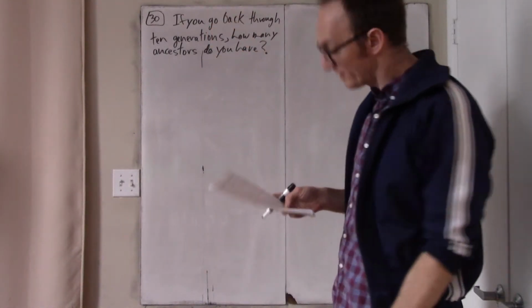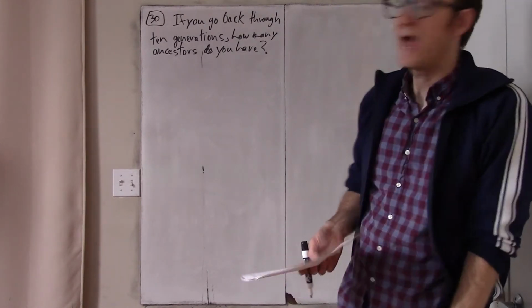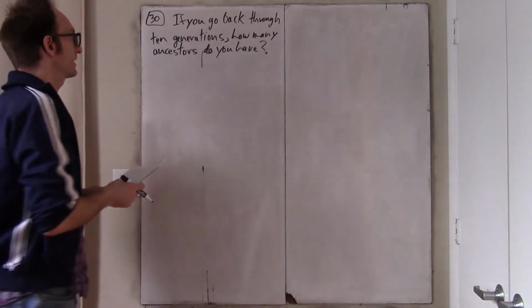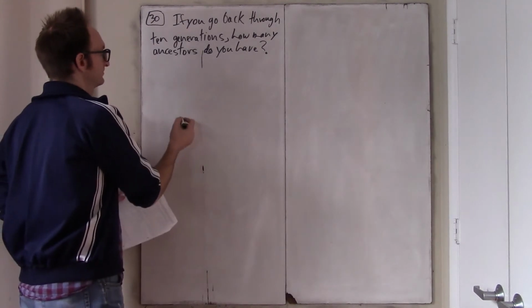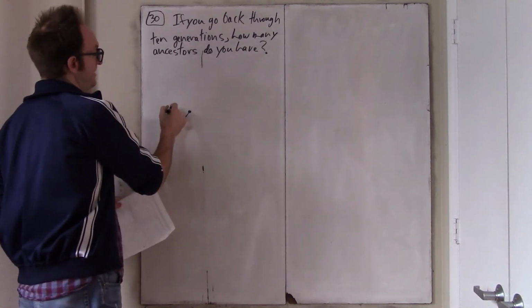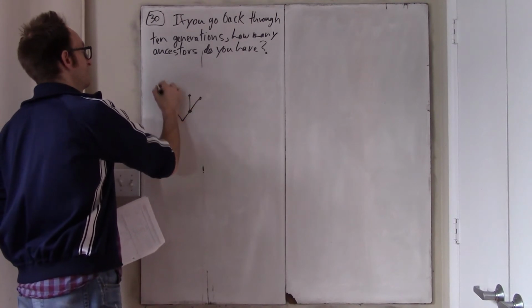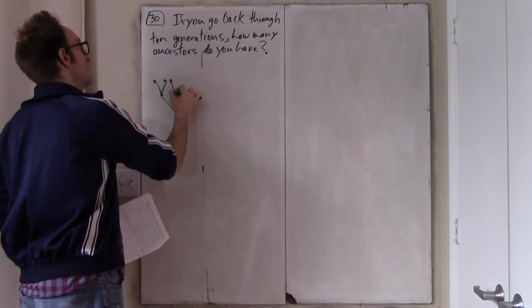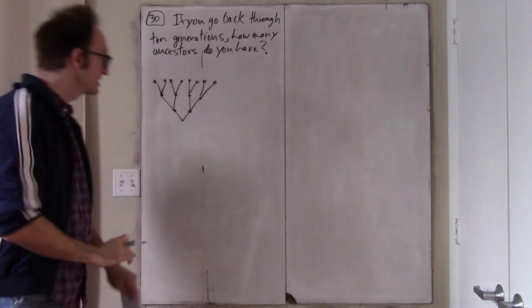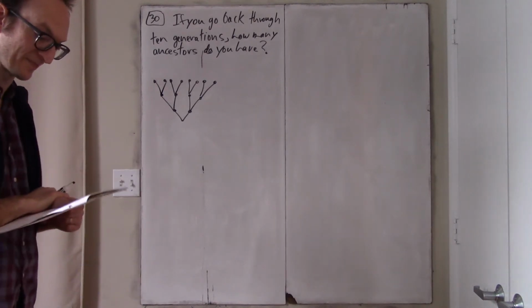Okay, let's go. Here's number 30. Here's what it says: if you go back through 10 generations, how many ancestors do you have? You've all seen this sort of thing before, where you make a family tree. Here's you, and let's say you have 2 parents, and then your 2 parents have 2 parents each, and that's grandparents, and if you're very fancy, you can learn all your 8 great grandparents, etc., etc. So it seems as if we have a geometrically increasing number of total ancestors.